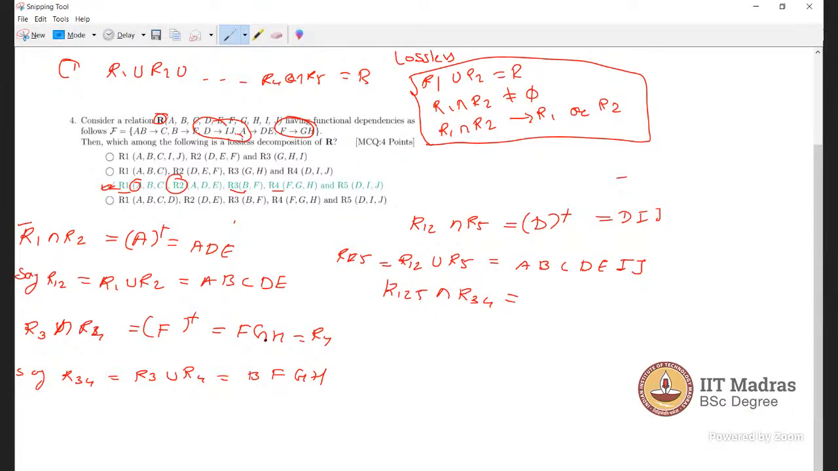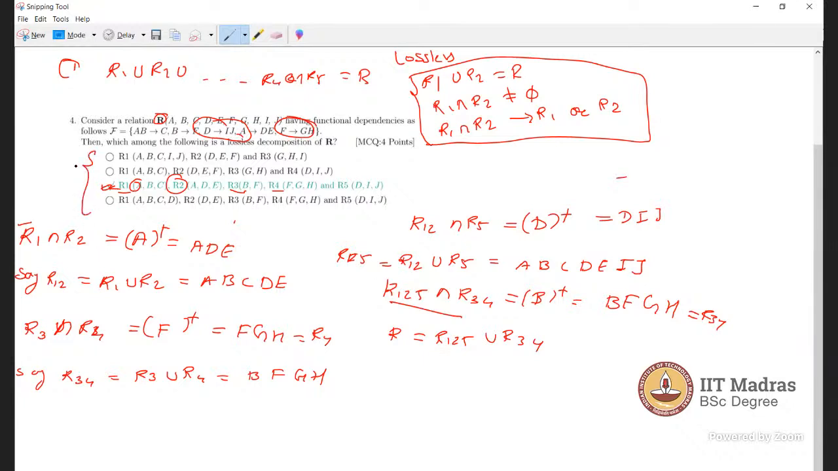So B is there, right? G is not there, H is also not there. Okay, B. From B, am I getting all of them? If I take the closure of B, from B we get F, and from F, I can get G, H. BFGH satisfies R3, so it satisfied R34, right? Yes, correct. So all the conditions are satisfied. So we can say R is R125 union R34. This is a lossless decomposition.